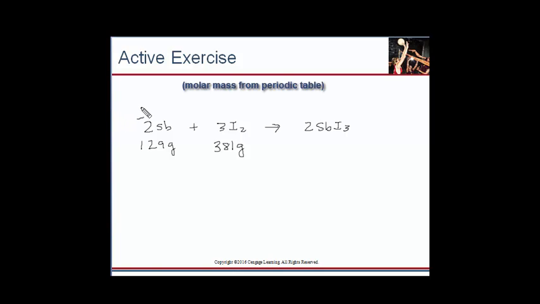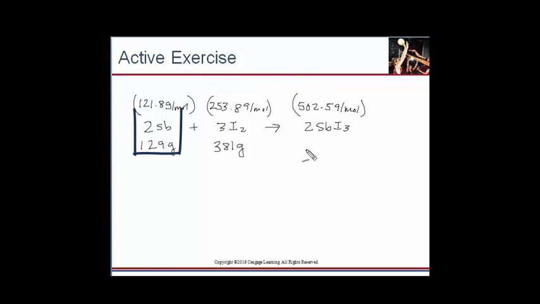Antimony by itself is 121.8 grams per mole. Iodine by itself, diatomic molecule, 253.8 grams per mole. And SbI3, 502.5 grams per mole. So our strategy is going to be, we're going to take the first one and calculate how much product. Then we're going to take the second one and calculate how much product.